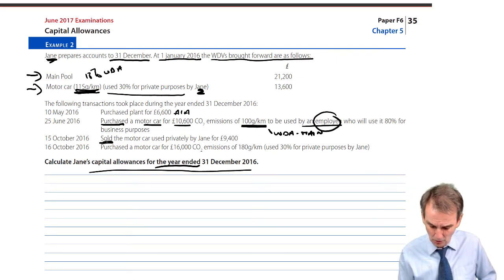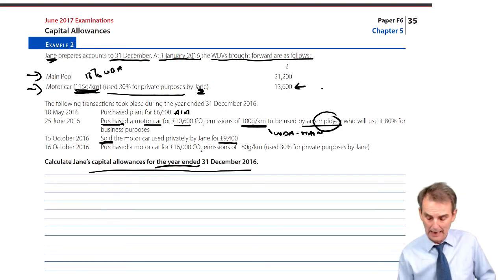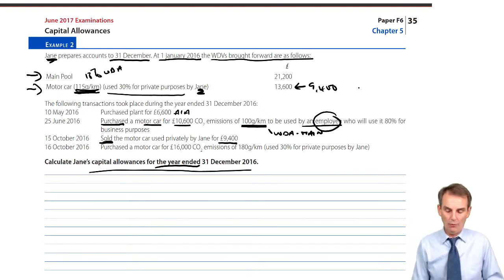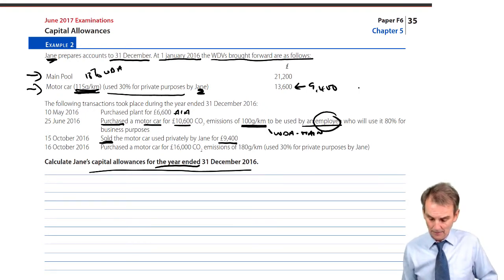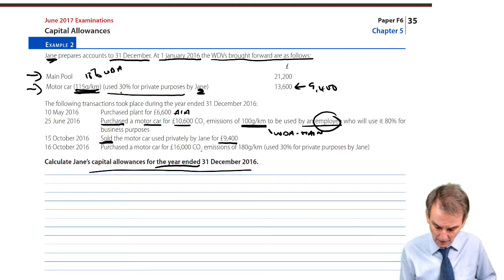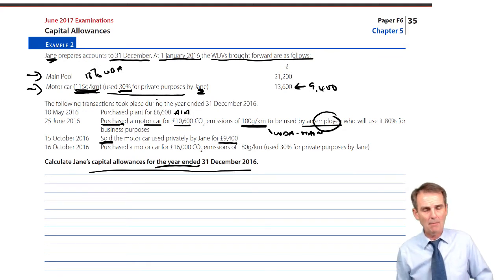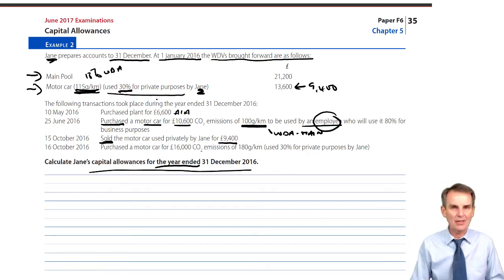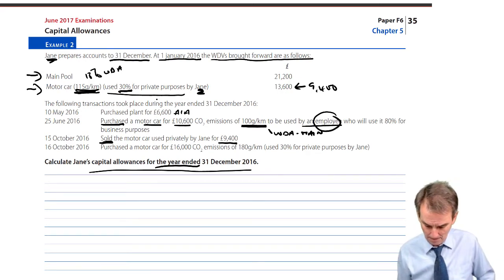We then sold the motor car used privately by Jane for 9,400. So that motor car there that we are told we started the accounting period with a tax written down value of 13,600. It's sold off during the period for 9,400. That is going to give rise to a balancing adjustment, and because there was private use, 30% private, 70% business, we will restrict the balancing adjustment to 70%, the business use proportion.